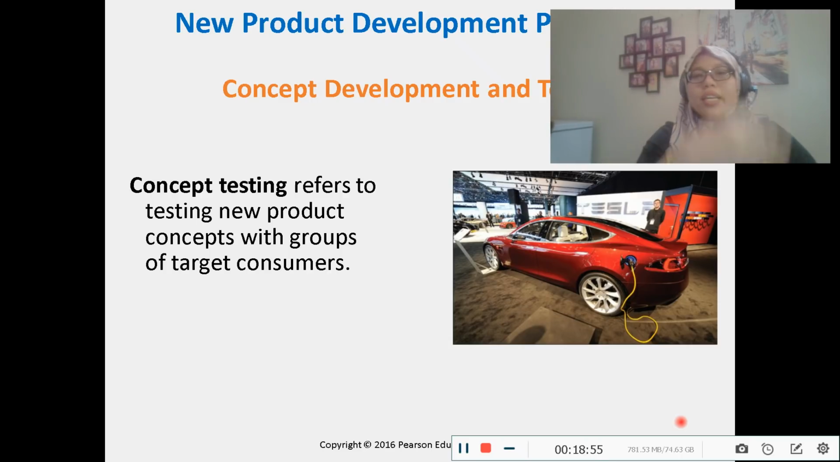Some of the companies, they can do survey. Okay, when you... Kenapa saya duduk kat atas ni? Saya duduk bawah balik lah.